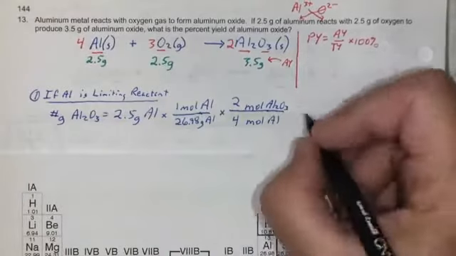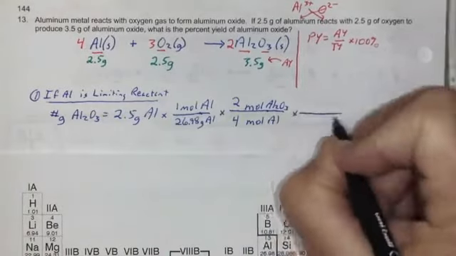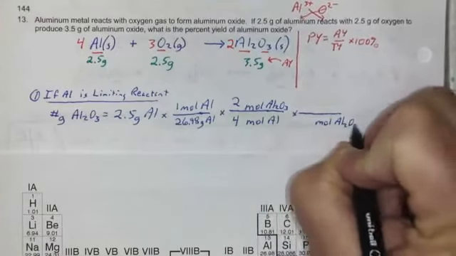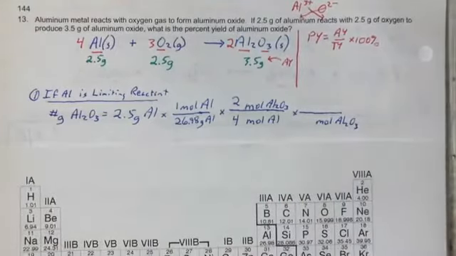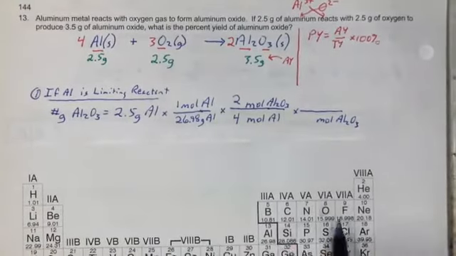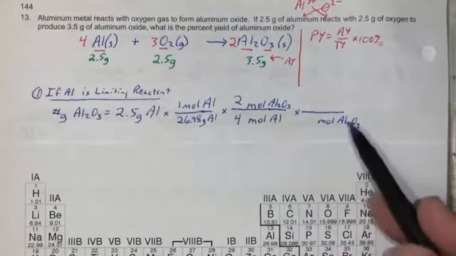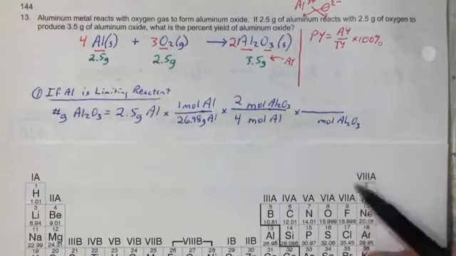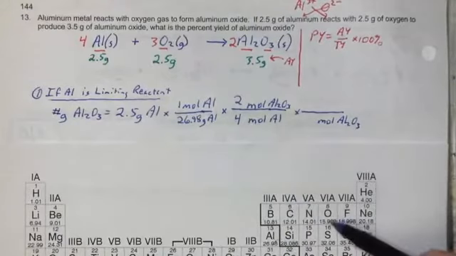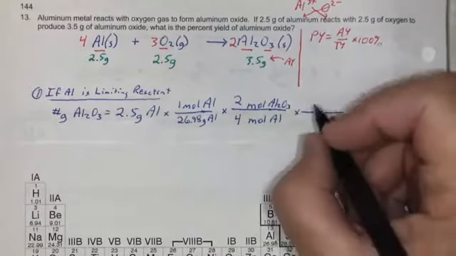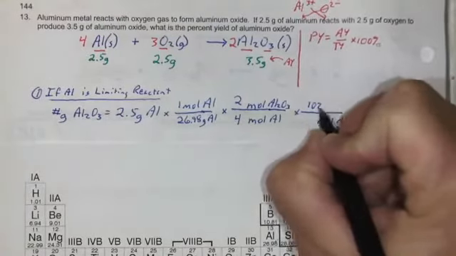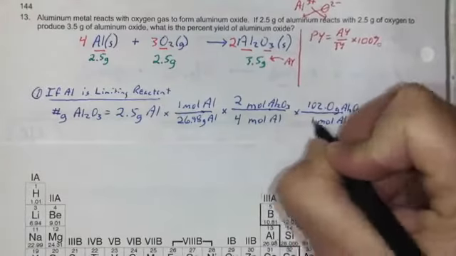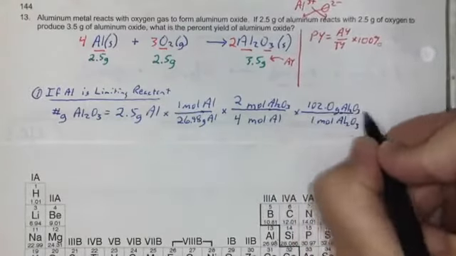But I need grams of aluminum oxide. How do I go from moles of aluminum oxide to grams of aluminum oxide? I use the molar mass. So we use the periodic table. And here's where I would just use my calculator. I wouldn't write this down. I would say 2 times 26.98 plus 3 times 16, and then hit the equals. And when you do that, you'll see that it's 102.0 grams of Al2O3 per every 1 mole. That's the molar mass of aluminum oxide.